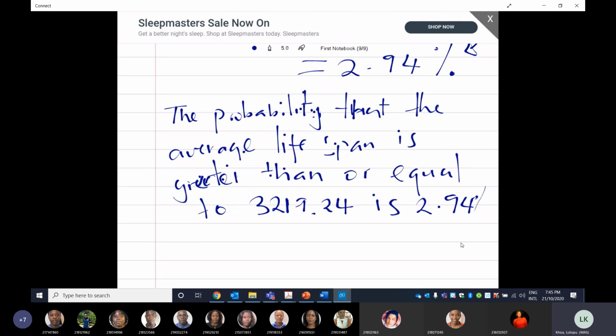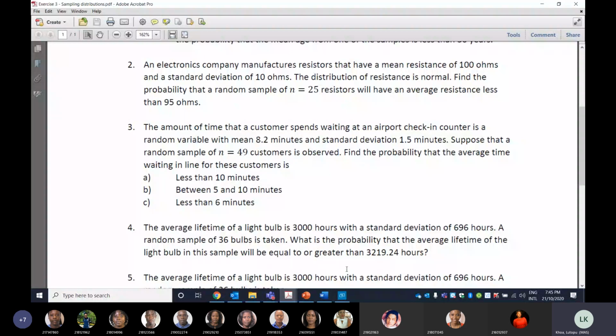Okay, then number 5, if that is fine. Ma'am, would you please repeat this question again? I missed something somewhere. The question says the average lifetime of a light bulb is 3,000 hours with a standard deviation of 696 hours. A random sample of 36 is taken. What is the probability that the average lifetime of the light bulbs in this sample will be equal to or greater than 3,219.24 hours?